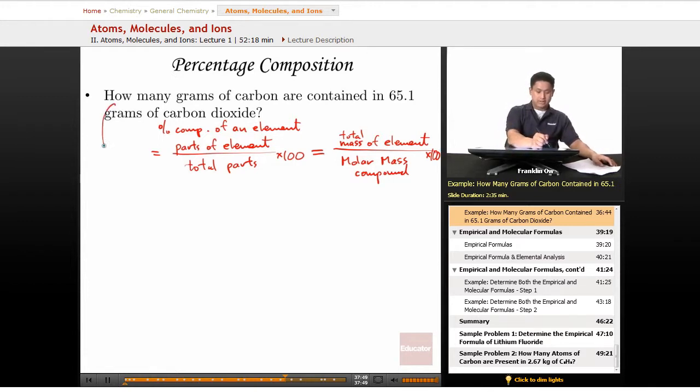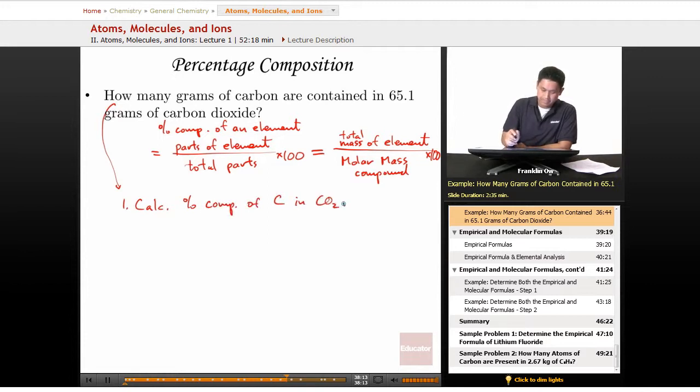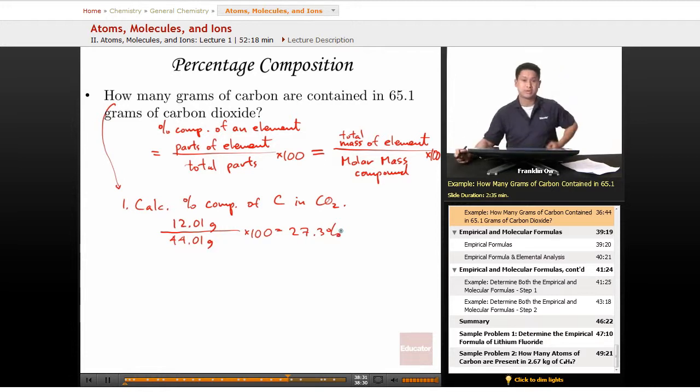So let's go ahead and answer this question. How many grams of carbon are contained in 65.1 grams of CO2? So this problem is strictly wanting to know how much carbon is going to be contained in so much CO2. So let's go ahead and first calculate the percentage composition of carbon in CO2. So we're going to say 12.01 grams, because there's only one carbon, divided by the entire molar mass of CO2, which is 44.01 grams, times 100, and that's going to give us 27.3%. So carbon dioxide is only 27.3% carbon.